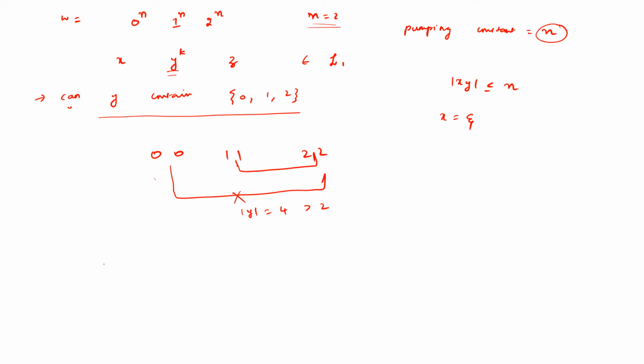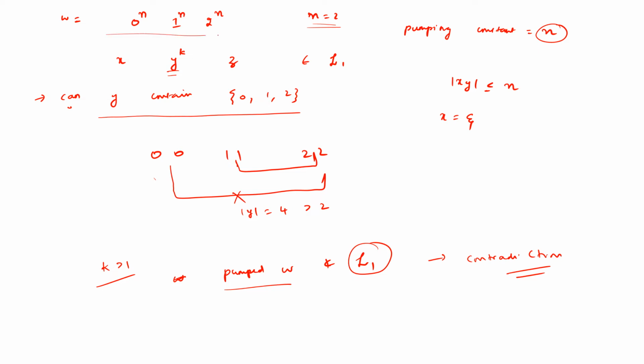So now you pump y for any k greater than 1 times. If you pump y for any k greater than 1 times, you get a w. Let's call this pumped w. Pumped w is not part of L1, but the pumping lemma says that if L1 was regular, the pumped w will also be part of the language. That is why we are contradicting the pumping lemma, and that is why this language of the form 0^n 1^n 2^n is not a regular language.